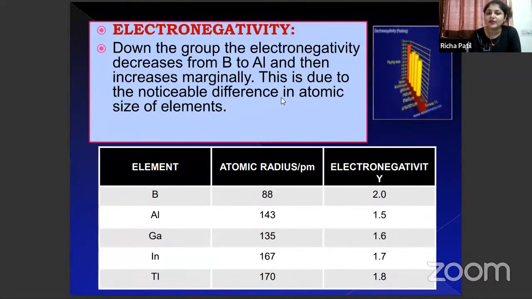Now, what happens to electronegativity? You can see here the electronegativity. Down the group, what happens? It decreases from boron to aluminium. This is due to the difference in the atomic size of the elements. So this is about electronegativity.